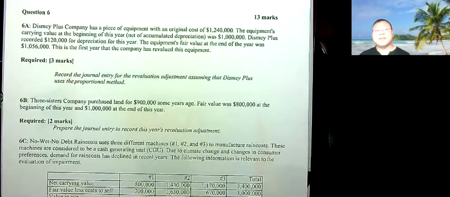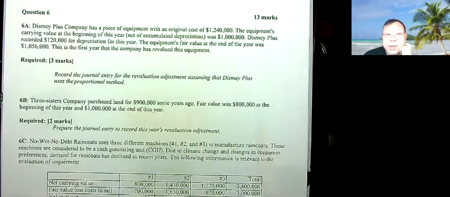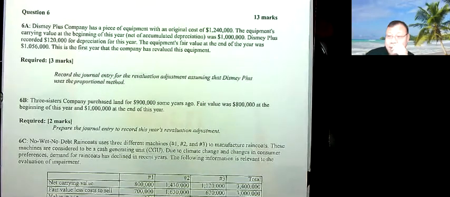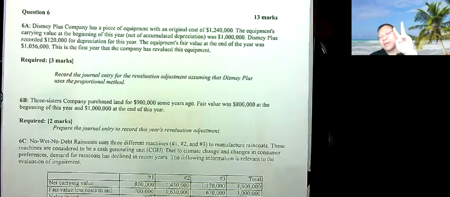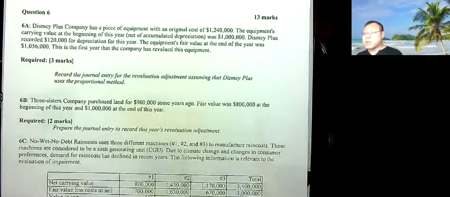The fair value at the end of the year was 1,056,000. This is the first year the company has revalued this equipment. That means previously they did not recognize a loss or revaluation surplus, right? Because this is the first year for revaluation. To record the journal entry for revaluation adjustment, assuming they are using the proportional method. Remember, you can use 2 methods, right? That's either the elimination method or the proportional method. Okay. Let's do this question.